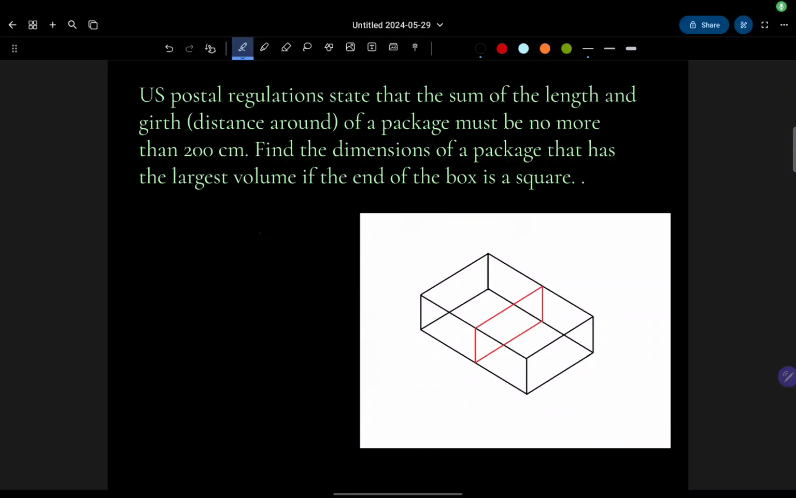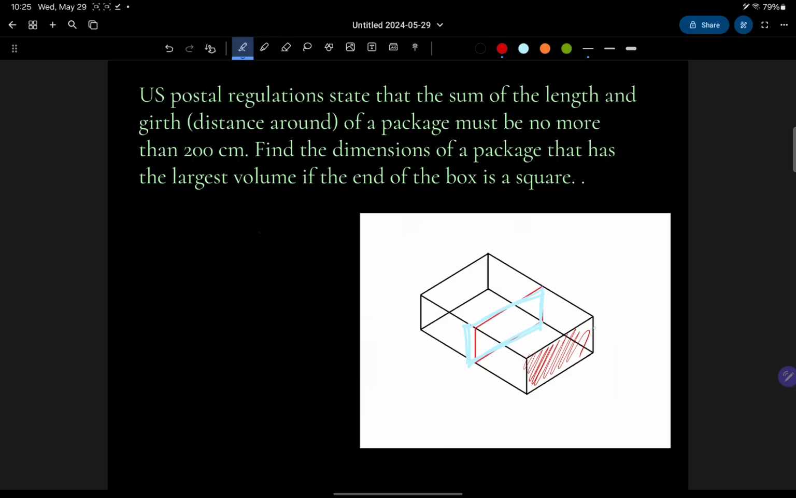Okay guys, so in this question we have a question that says US postal regulations state that the sum of the length and the girth, which is the distance around the box, this distance right here, of a package must be no more than 200 centimeters. Find the dimensions of the package that has the largest volume if the end of the box is a square. The end of the box they're talking about is this end right here. This has to be a square.